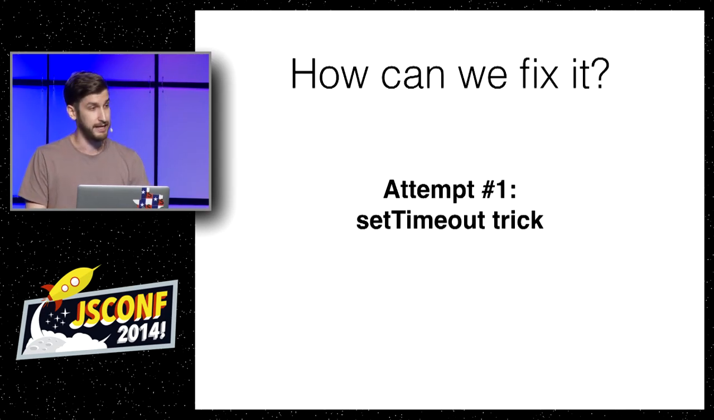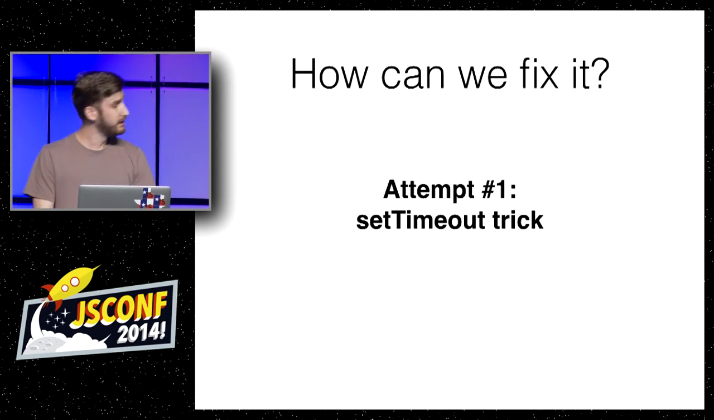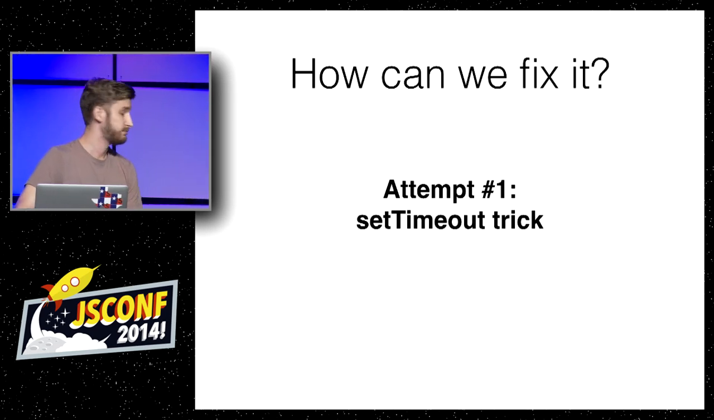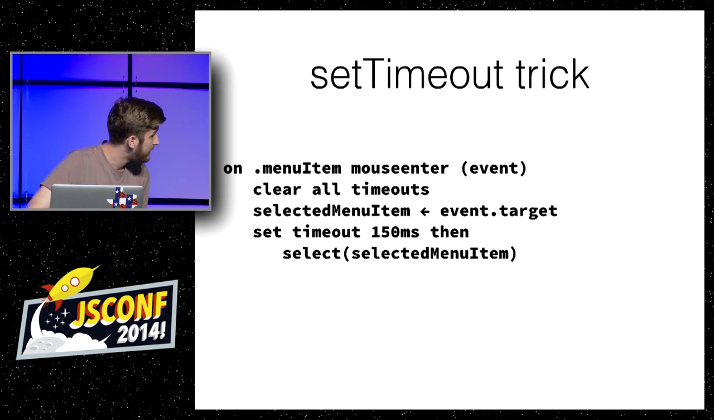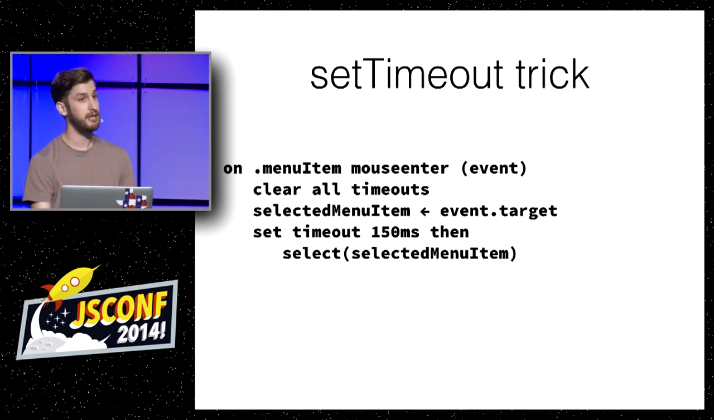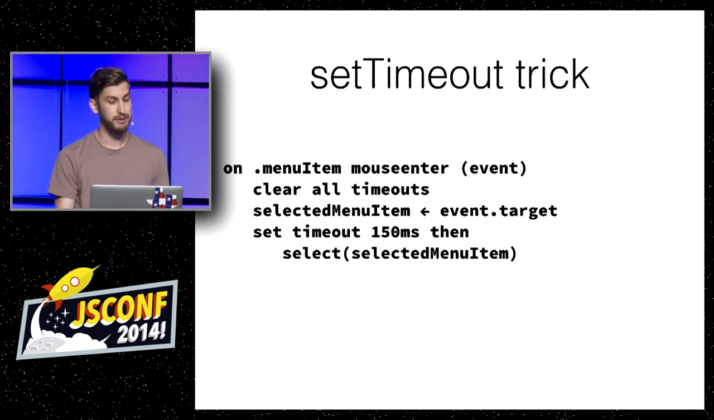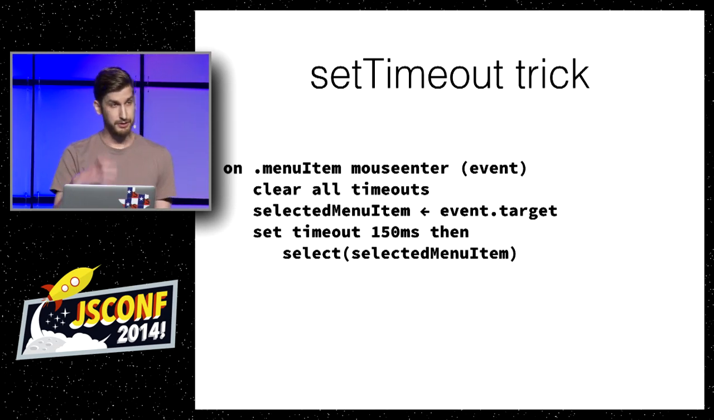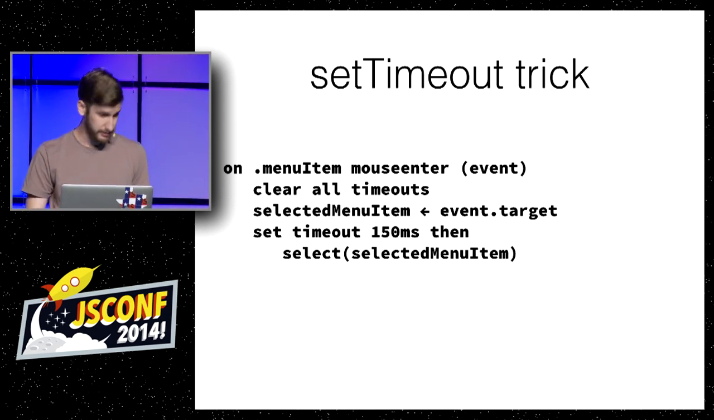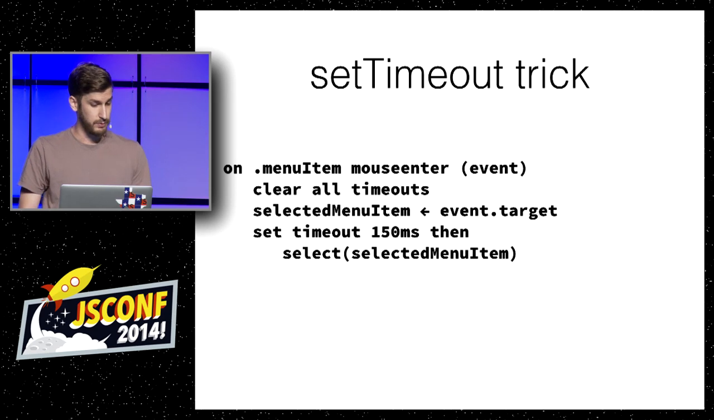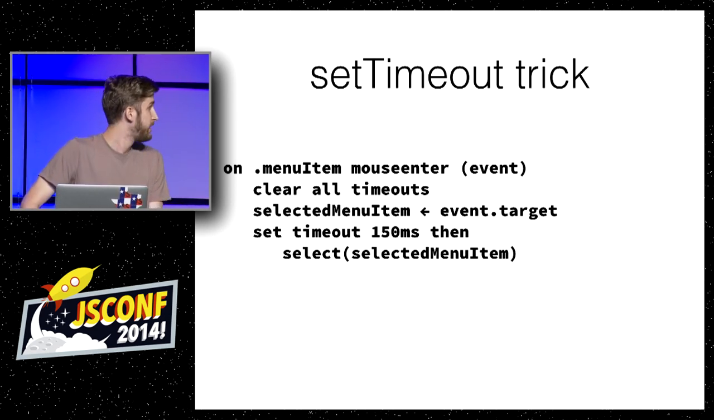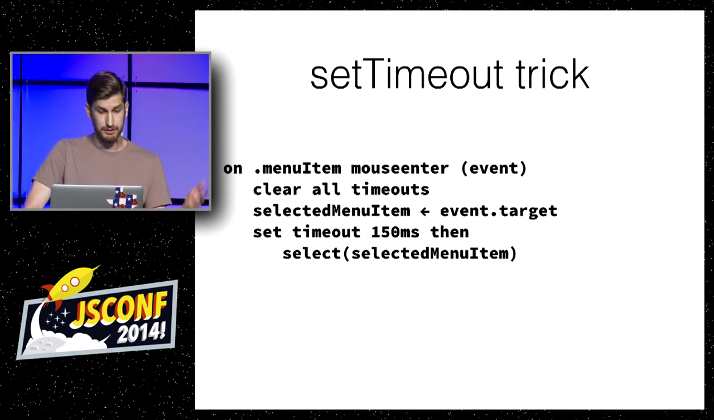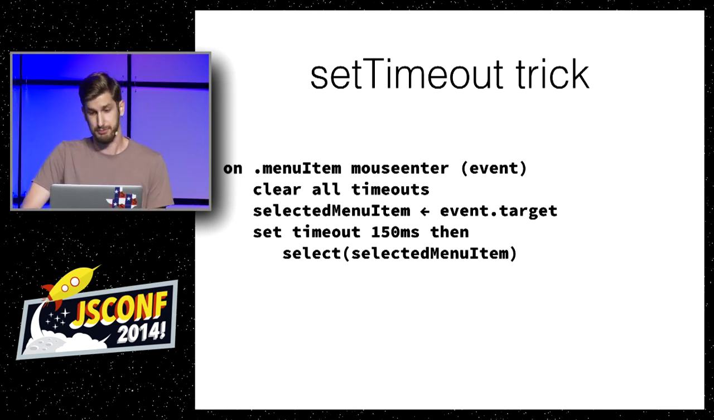It's not the nicest thing he's ever said, but luckily we have a solution for this that a lot of us have probably implemented at some point, the setTimeout trick. That particular algorithm might look something like this. On a menu item mouse enter, we clear all the timeouts if there were any. We save off the currently moused over item. We set a timeout for something around 150 milliseconds, maybe shorter, maybe longer. And if that timeout hasn't yet been cleared, then we go ahead and select that particular item.